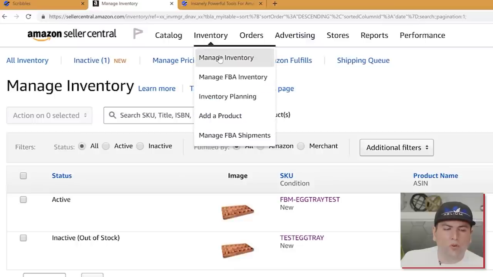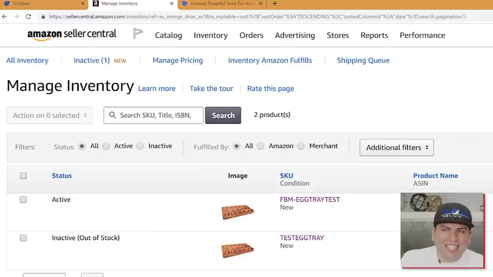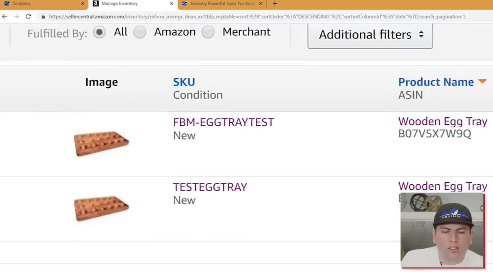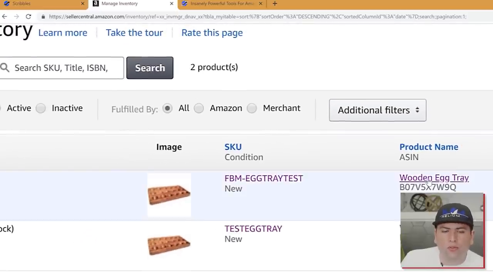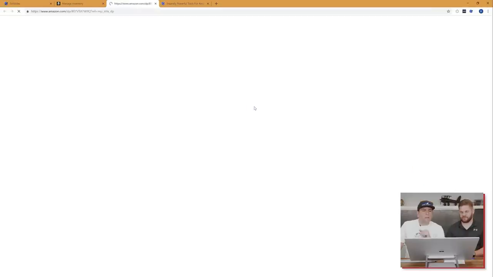Okay, so right here, what I did to get to this page, for those of you who aren't brand new, I went into inventory, and then I hit Manage Inventory, and it's gonna show those products that we created. If I wanna actually see it live on Amazon, it's kind of hard to find it on Amazon. So what you do is you go here to the column Product Name, and I'm just gonna click the product title right here, and it's gonna open it up in Amazon.